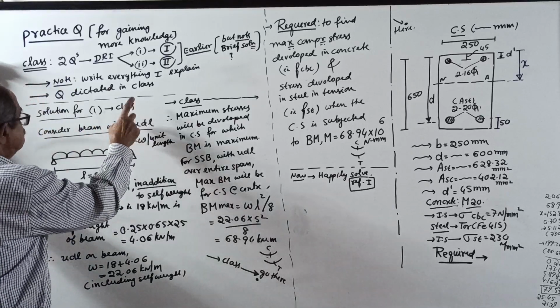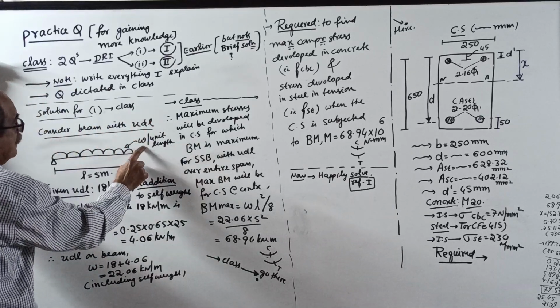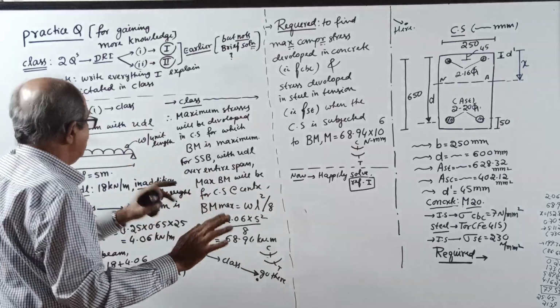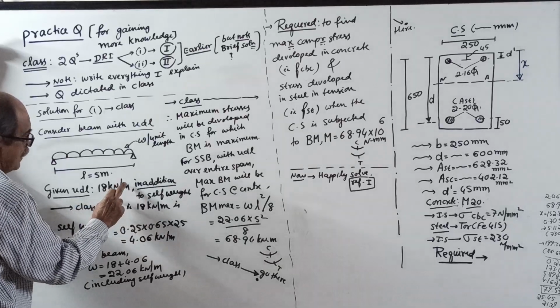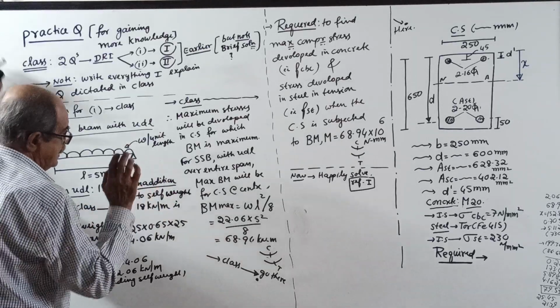Consider the beam with UDL, say W per unit length. We will decide unit later. Span is 5 meter. Given UDL is 18 kN per meter in addition to self weight.